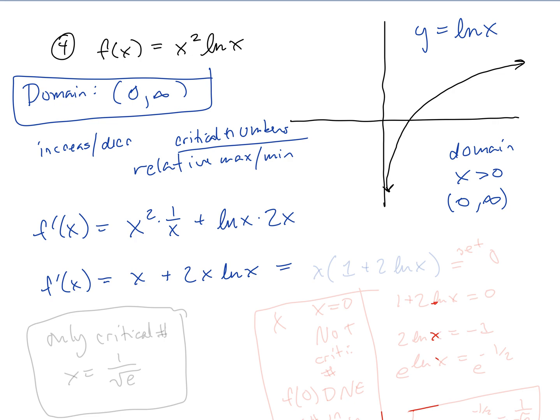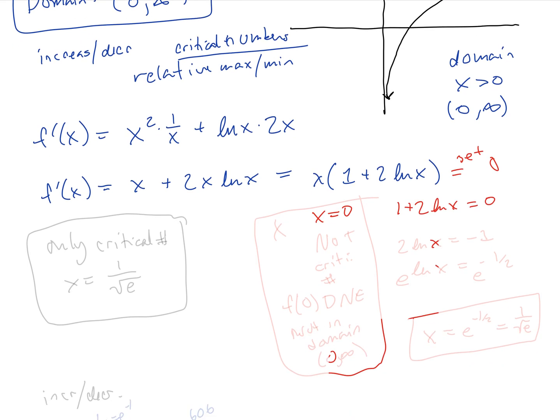Since we need to solve for x, we need to set this equation equal to 0 and solve for x. It'll be useful to factor. So this is x times 1 plus 2 natural log of x. So we want to set this equal to 0 and solve for x. This equation would be equal to 0 when x equals 0 or 1 plus 2 natural log of x equals 0. So solving this right-hand equation, that means 2 natural log of x equals -1. And so natural log of x is -1/2.